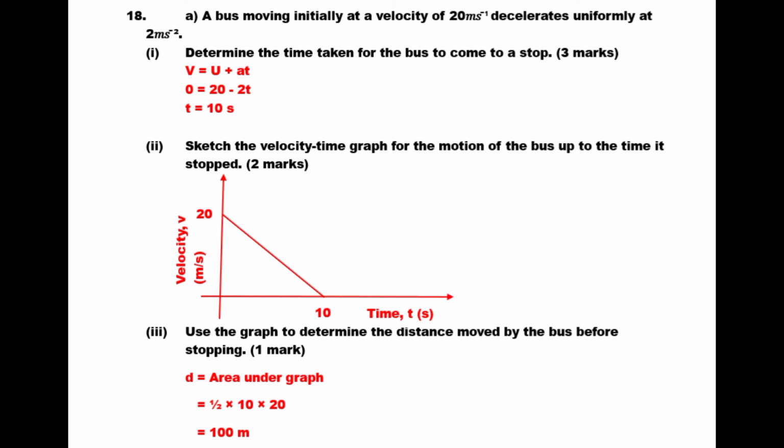Distance and the velocity time graph. We know velocity time graphs, distance normally is given by the area under the graph. That means you simply find the area under the graph, which is half base times height, half times 10 times 20, which gives you 100 meters. Let's go to question B.